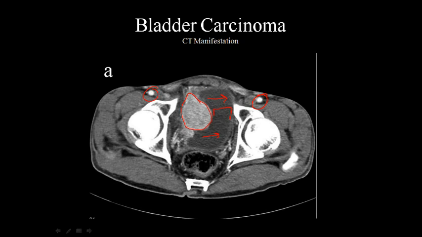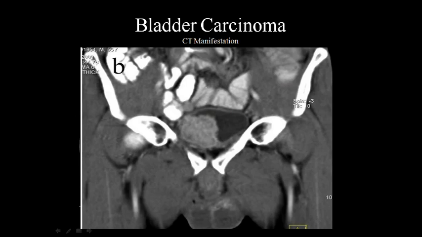But on your later scans, with your delay 5 to 6 minutes after the initial injection, you're going to see that the mass is probably decreased in attenuation value, and the bladder has actually picked that up. So your bladder is going to look white, and your mass is probably going to look a little dark.